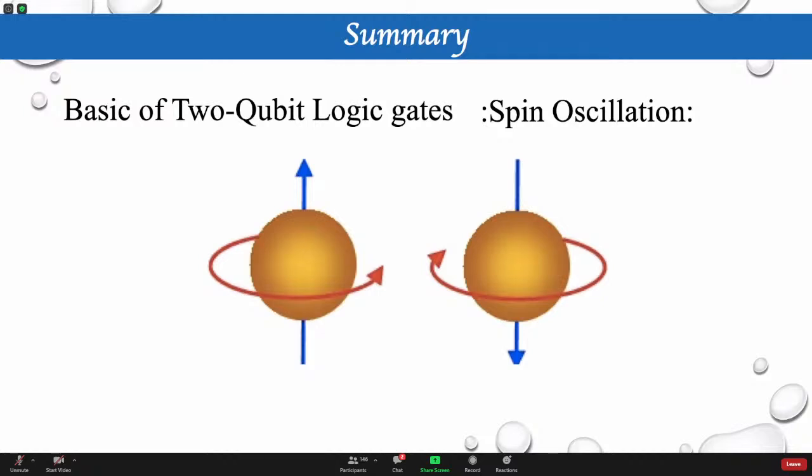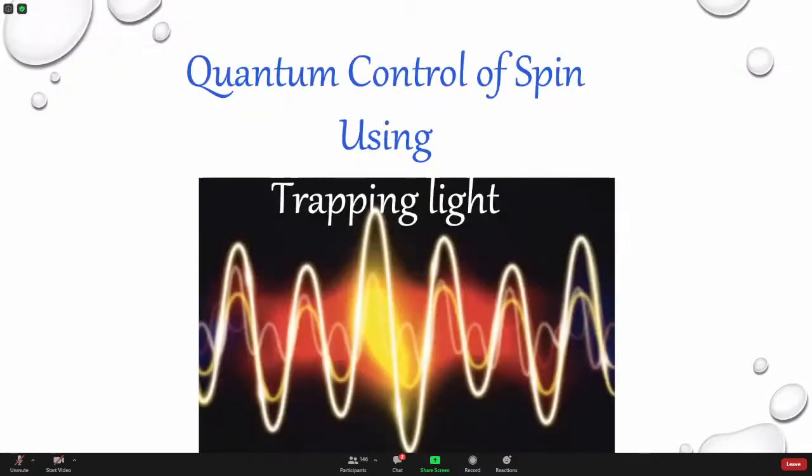Using this spin oscillation, you can manipulate or construct many of the gates or many other circuits. So this idea can be exploited in our subsequent presentations. Now here, what I'm going to talk about is that this spin oscillation can be controlled, unlike with the magnetic field, using light.